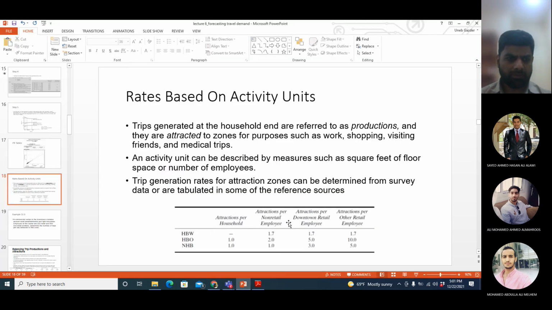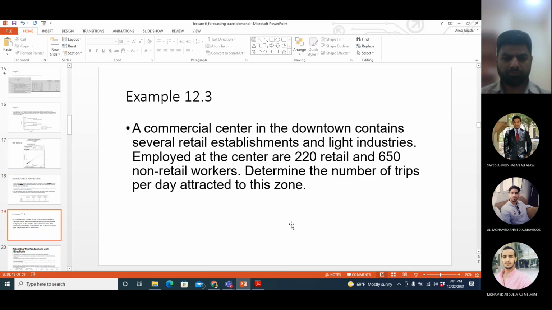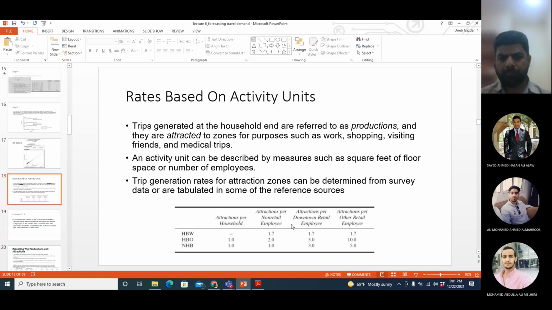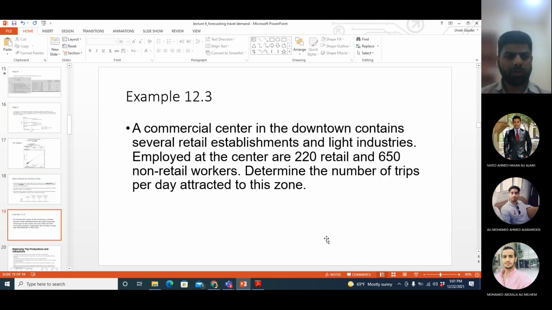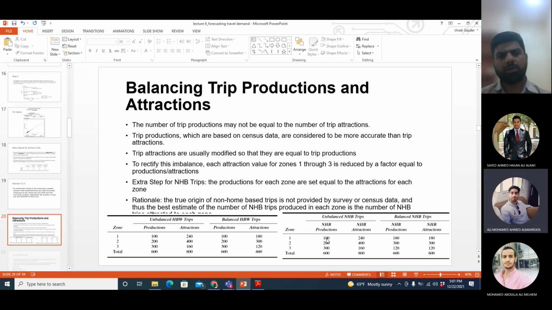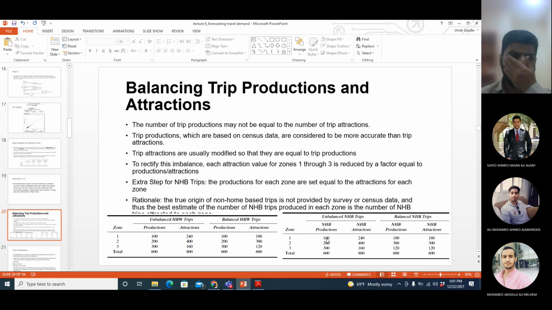Okay, so you just use the rates from the table, whatever table is given, and just multiply with the number of units which are specific for your activity. If the activity is household, then these are the rates per household, but these are all trips attracted towards your household. Okay, trips attracted towards your area.